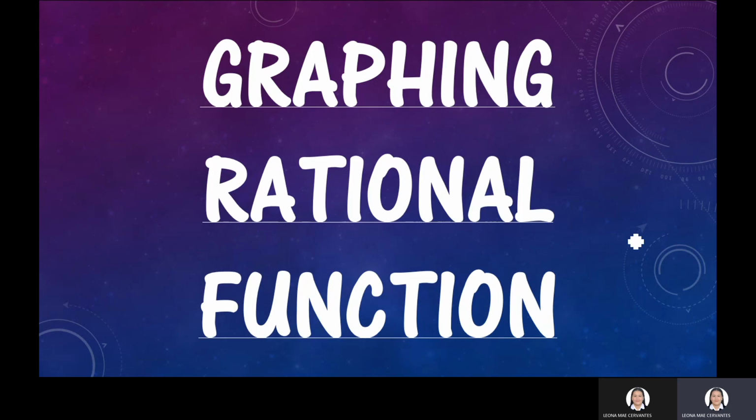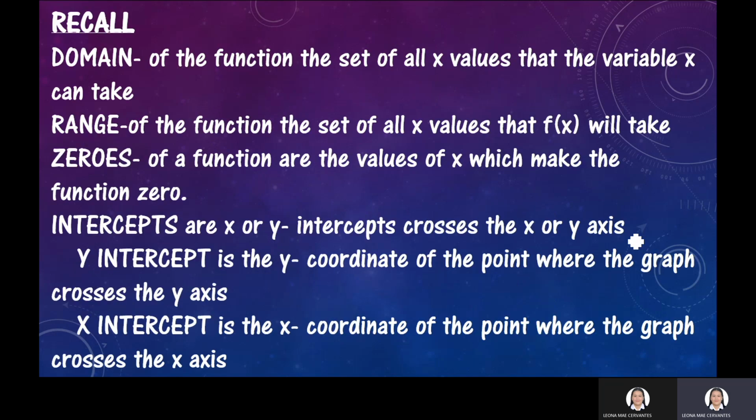So now let's proceed to graphing rational functions. First, let's recall domain. The domain of the function is the set of all x values that the variable x can take. Then the range of the function is the set of all values that f of x will take. Zeros of a function are the values of x which make the function 0.